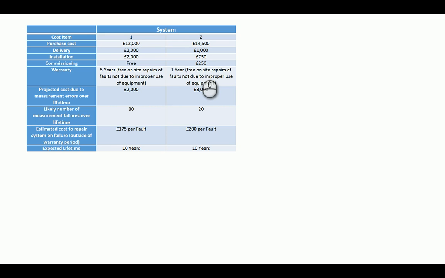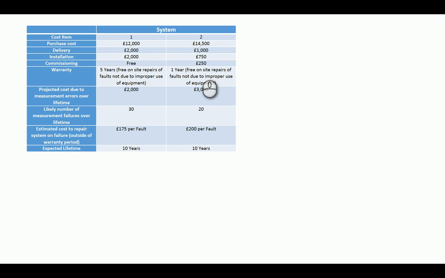Obviously, during warranty, the idea being that if the fault occurs within warranty, it should cost you nothing. Now obviously there's going to be losses due to downtime, which we're not going to take into consideration in this instance here. But if you have a life cycle, both of them are 10 years, you effectively have 9 years of where you pay for faults yourself in System 2 and only 5 years for paying for faults for System 1.